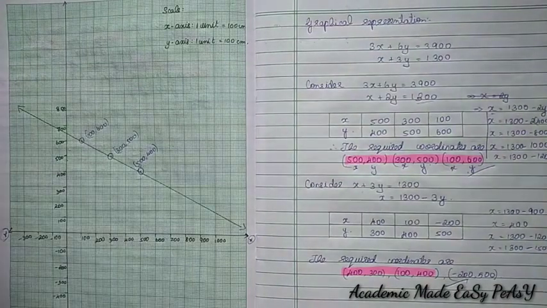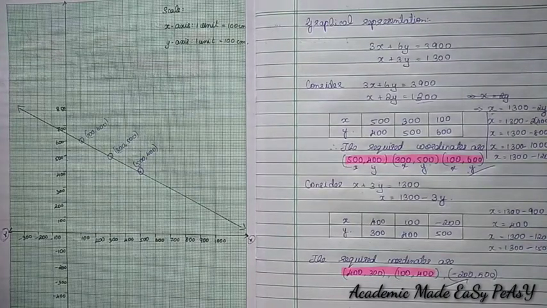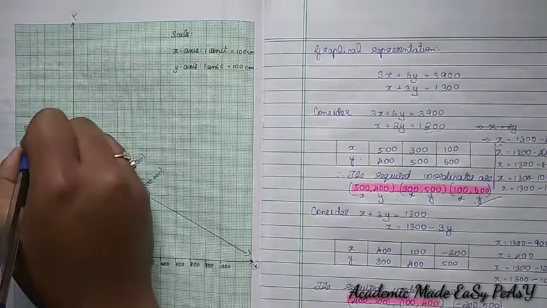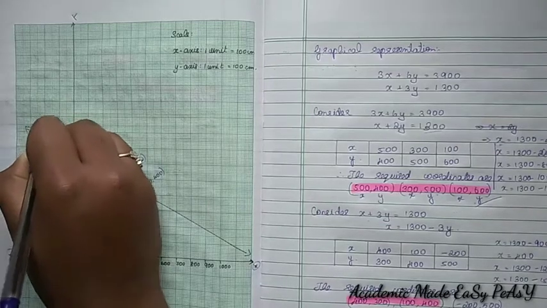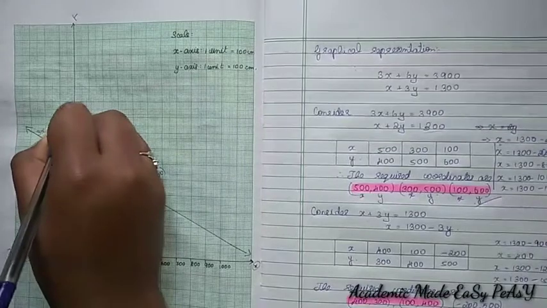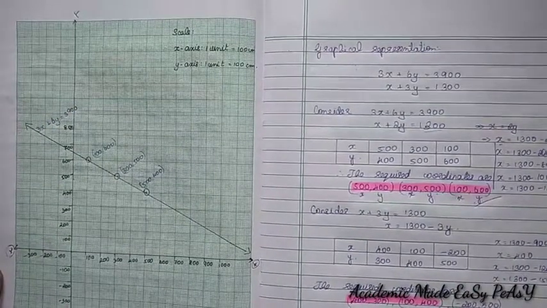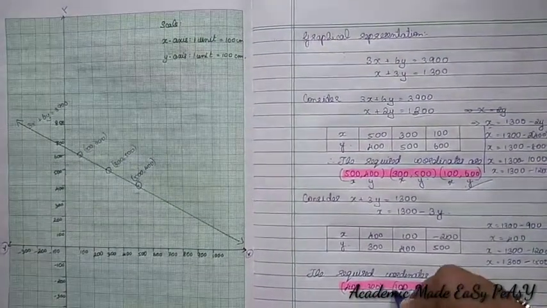Now it is a must to mention the equation of the graph. So now let us start mentioning it: 3x plus 6y is equal to 3900. So I have mentioned it for this equation. Now let us start plotting the second graph, or second equation.